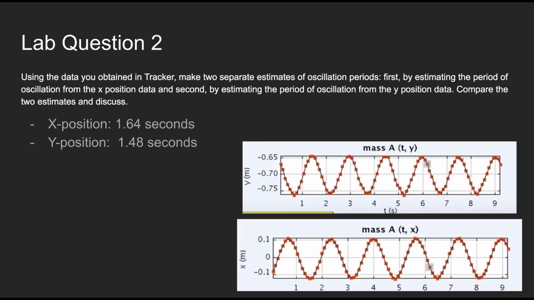So, our next lab question. I estimated the period of oscillations for both x and y positions by finding the average of the 4 oscillations. This means it takes the mass 0.2 seconds longer to complete oscillations in the x direction than in the y direction. This is due to the motion of the spring. It moves like an ellipse, so it's wider than it is tall, and this is why x is greater.